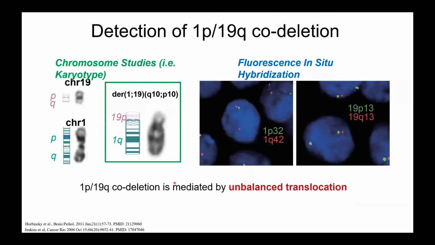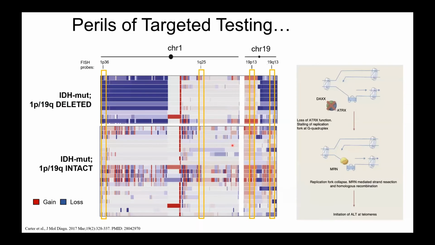And 1p19q is usually mediated by an unbalanced translocation. One can see a representative karyotype of these chromosome derivatives. And as such, FISH has been a useful test for this event. However, it's worth noting, looking at this brief heat map, so we're seeing the genetic real estate on chromosome 1 and 19. Blue is indicative of chromosomal loss.